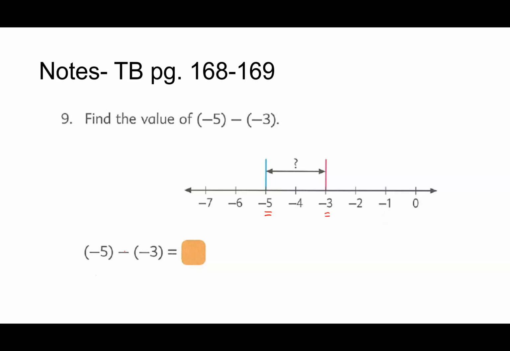Good. So let's do our little copy plus opposite. -5 plus 3 equals what, folks? -2. Great job. Remember to be putting your negatives in parentheses, please.